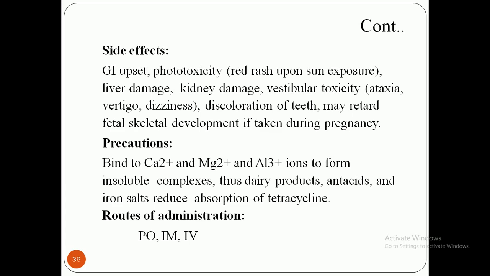Precautions: this drug can bind with calcium, magnesium and aluminum ions to form insoluble complexes, and thus dairy products, antacids and iron salts reduce the absorption of tetracycline. So tetracycline can bind with the calcium, magnesium and aluminum ions and form insoluble complexes. After the insoluble complexes form, the absorption of the drug decreases. The routes of administration are peroral, intramuscular and intravenous.